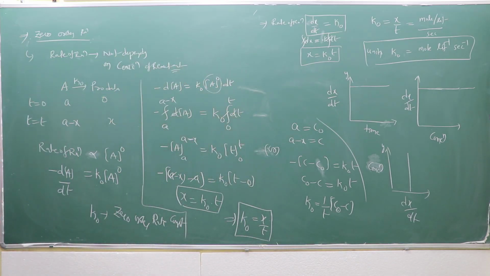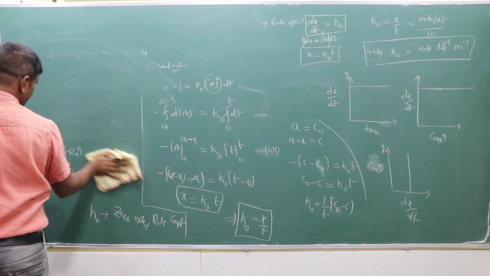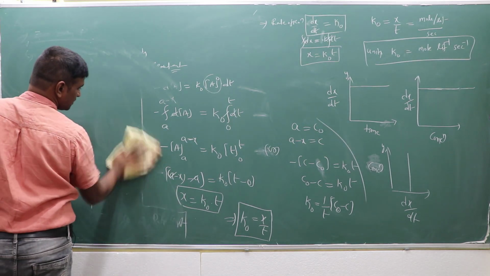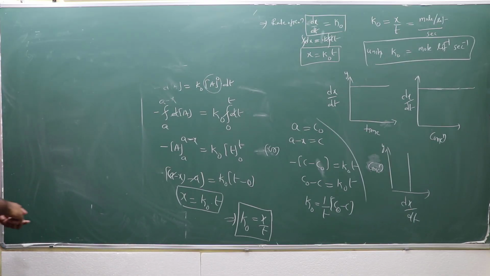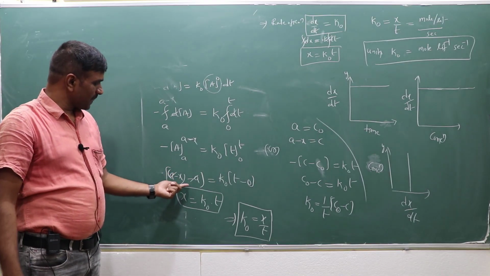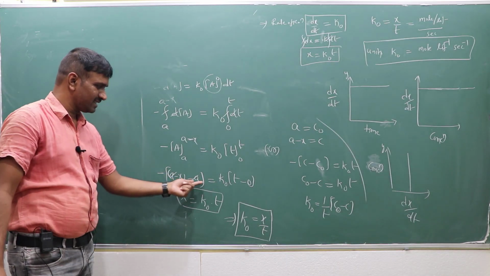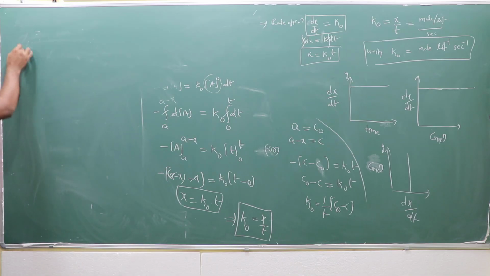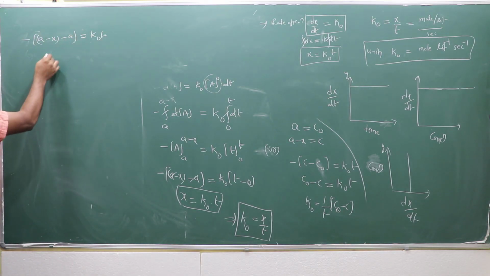Sometimes the plots will be drawn in the zero order reactions. The zero order reactions. So here in this case, in this equation's point of view, minus of A minus X, minus A is equal to minus K naught T. So here it is minus A minus X, minus A is equal to K naught into T. This minus is shifted to the right side.